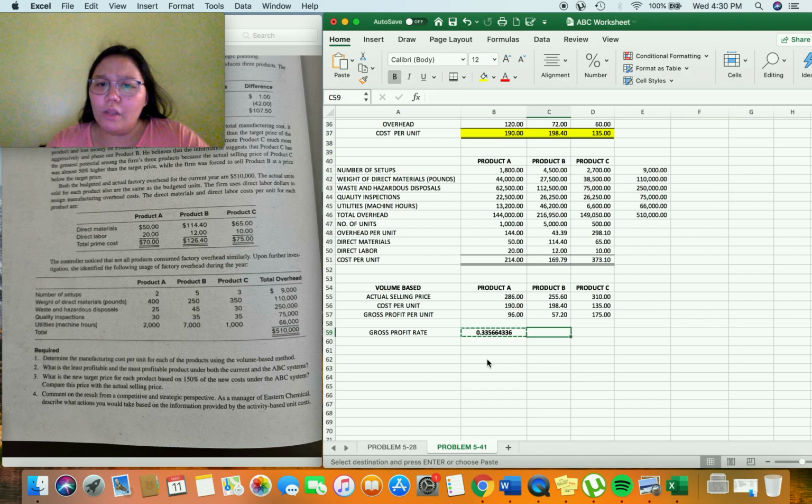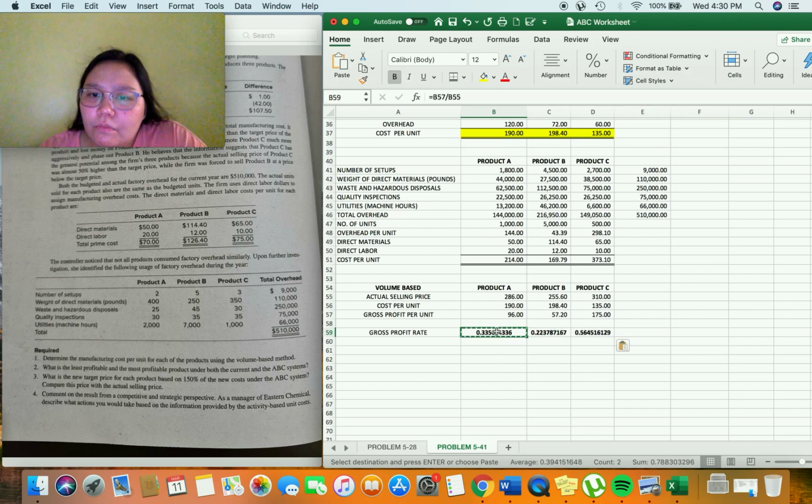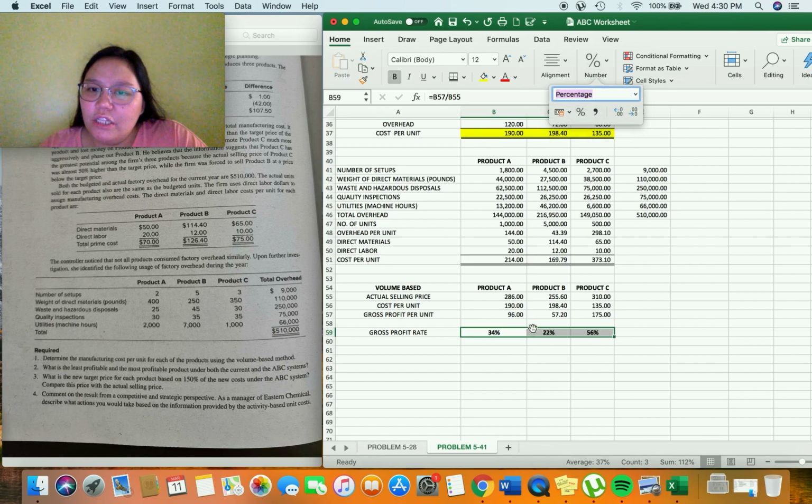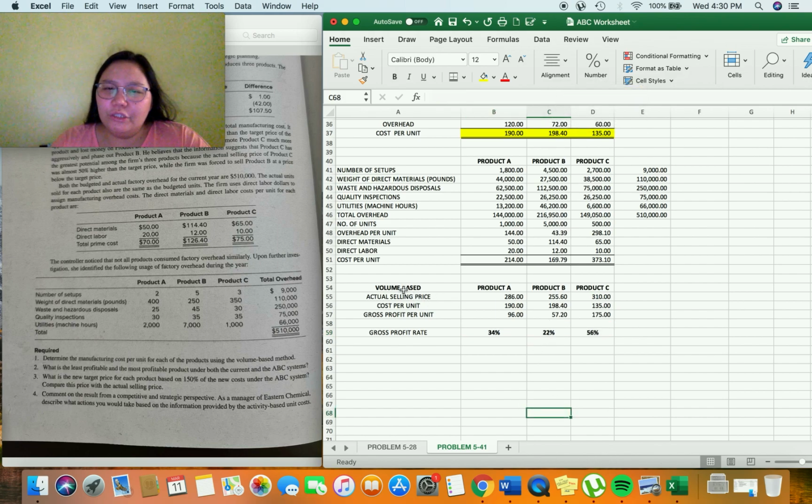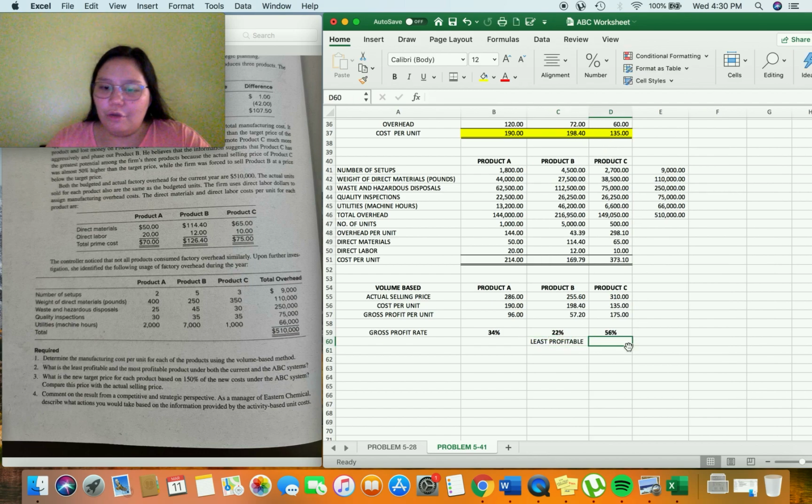Okay? So, sige. So, using the gross profit rate as the basis, we can say that under volume-based costing, product B is the least profitable. And product C is the most profitable product out of the three.